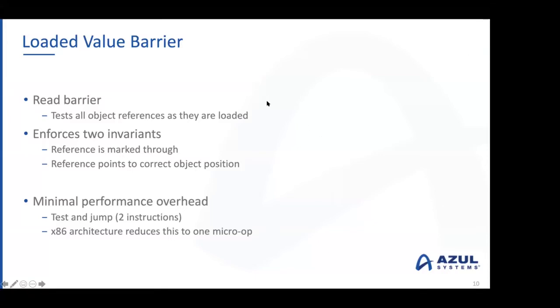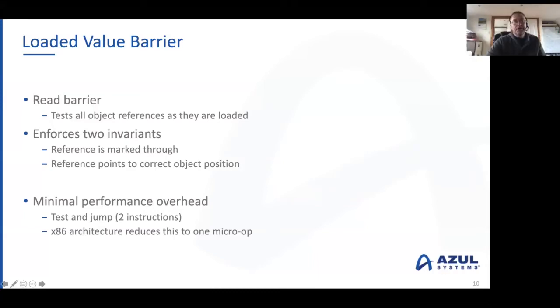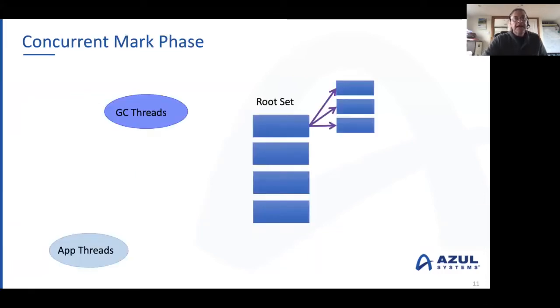Okay. Yes. So if you look at the impact of the test and jump compared to referencing L2 cache, L3 cache, or main memory, it's insignificant. How does this work then?